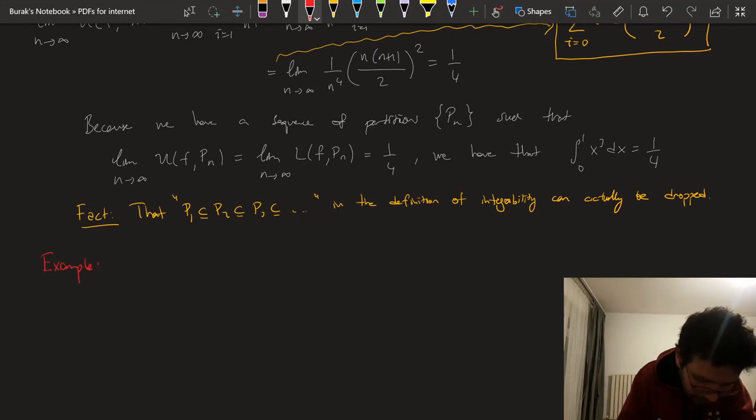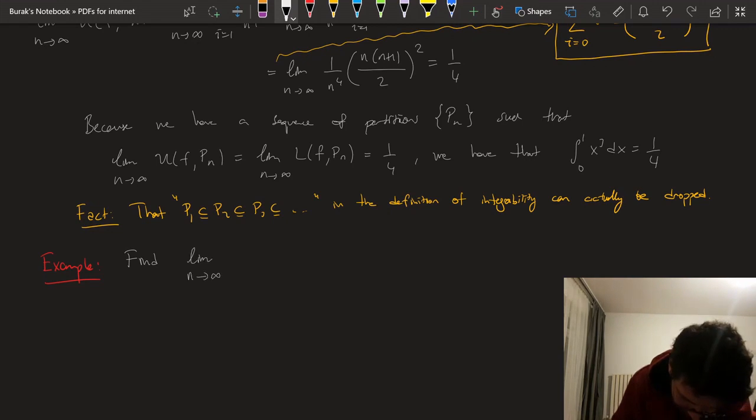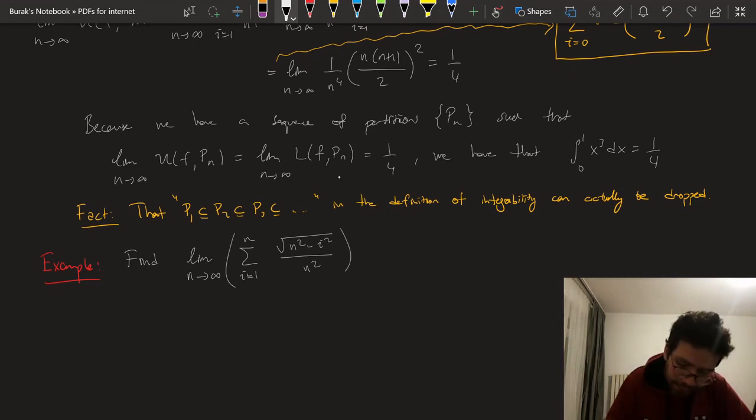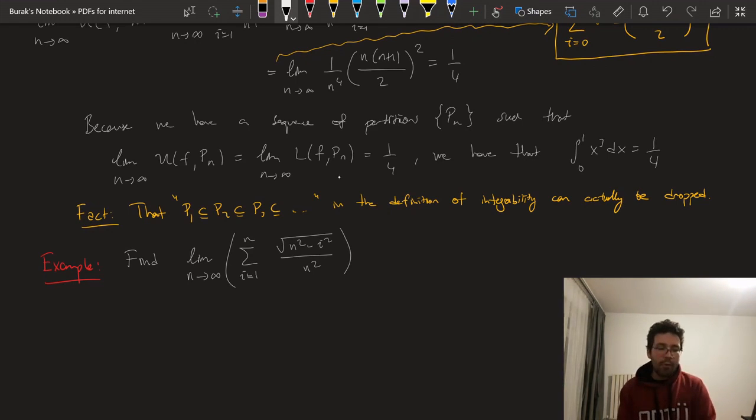Example: find the limit of... okay. So I'm taking the limit of a certain sum. Sum of what? Sum of square root of n squared minus i squared divided by n squared as i goes from 1 to n. Okay?